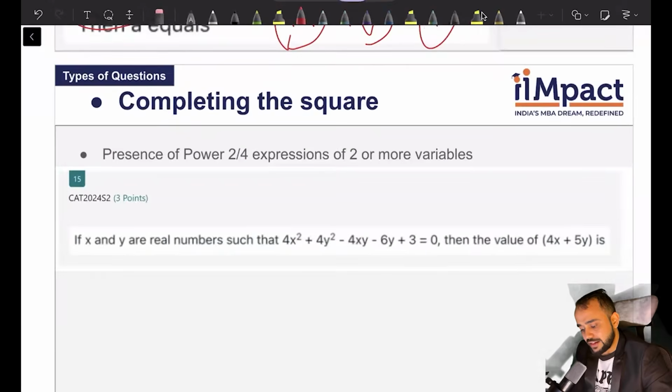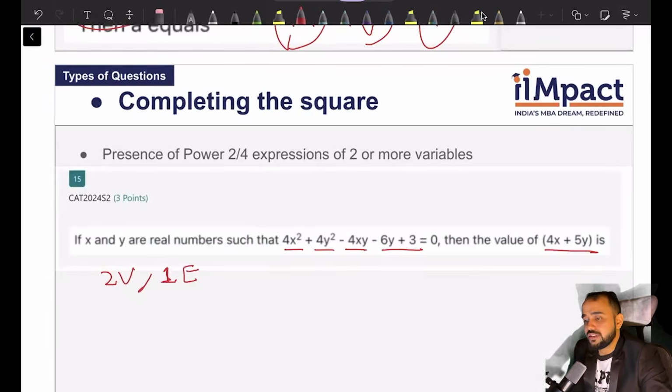If x and y are real numbers such that 4x square plus 4y square this is equal to 0, then the value of 4x plus y. Let us make the observations. How many variables do I have? I have two variables, only one equation.